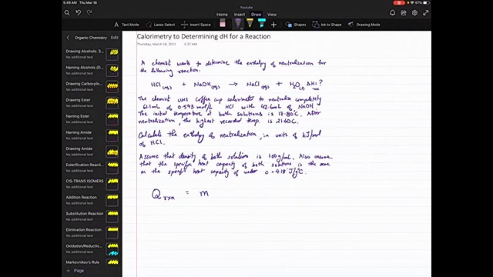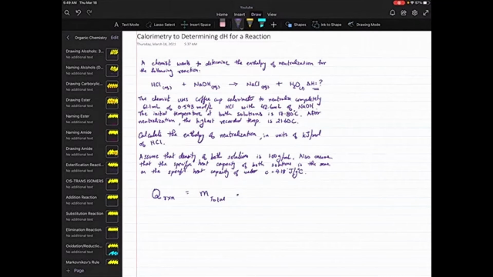Well, the temperature of the entire solution will increase, and therefore we need the total mass. Not the mass of HCl, not the mass of NaOH, but the combined total mass. So we need the total mass to figure out the Q for the reaction. We need to calculate that.